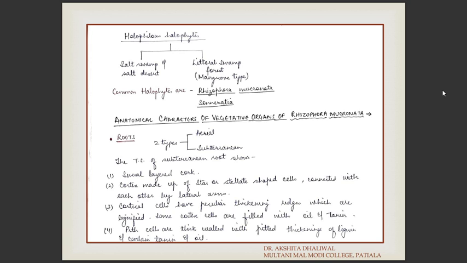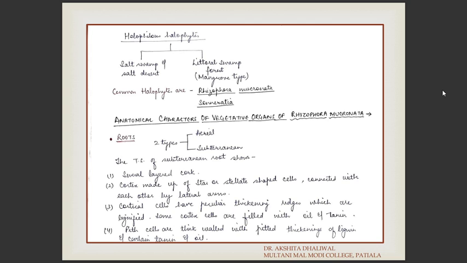The most common examples of halophytes are Rhizophora and Sonneratia. So we are going to study the anatomical characters of Rhizophora mucronata. The roots of this plant are divided into two types, aerial and subterranean. And we are going to understand the vegetative organ of this plant through the tiers of subterranean roots.